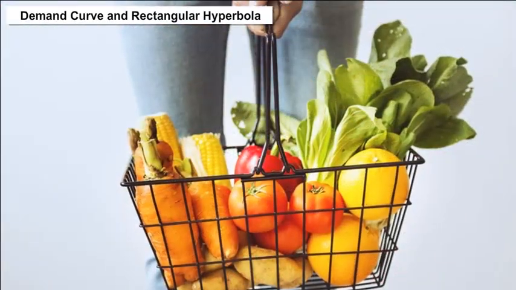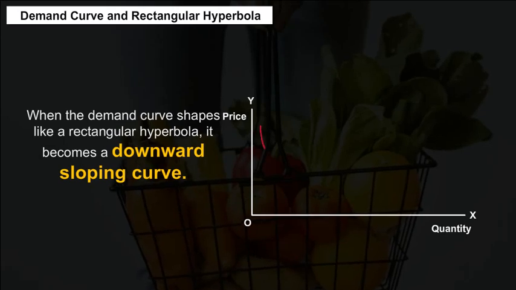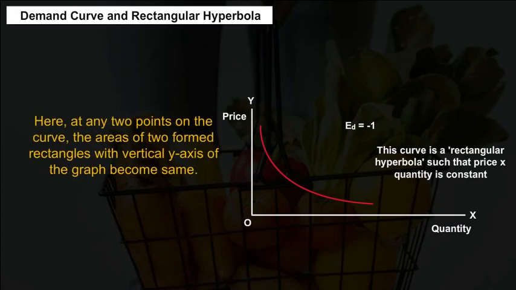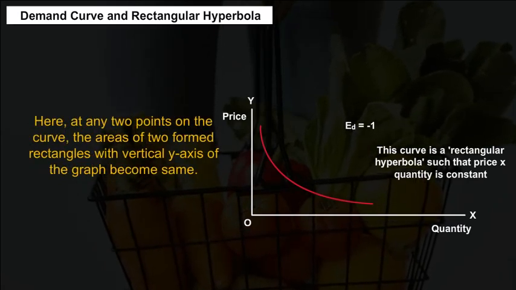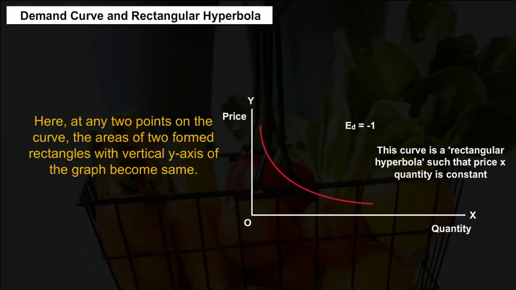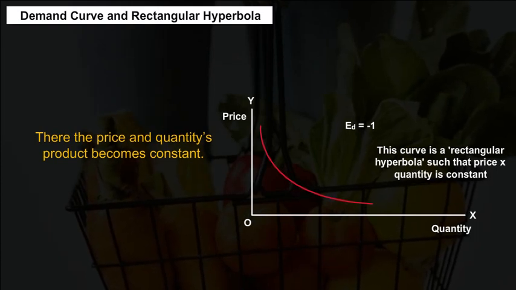Demand curve and rectangular hyperbola. When the demand curve is shaped like a rectangular hyperbola, it becomes a downward sloping curve. Here, at any two points on the curve, the areas of the two formed rectangles with the axes of the graph are the same. There the product of price and quantity is constant.